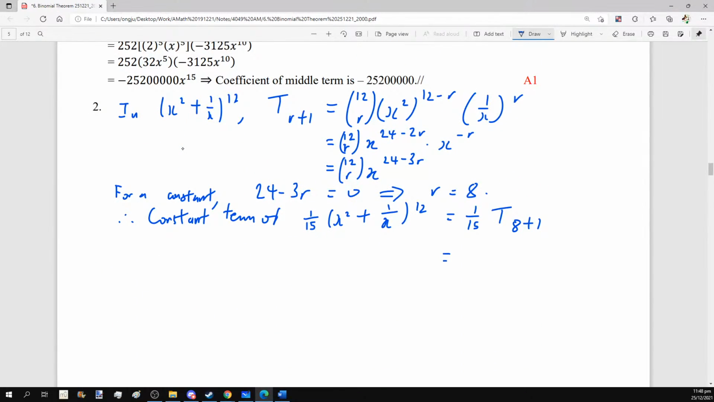From here, we can plug in the numbers. 1 over 15, 12 choose 8, x to the power of 24 minus 3 times 8. And this will give us 1 over 15 multiplied by 12 choose 8. And then we can just ignore the x, because we know 24 minus 3 times 8 will be 0. It will be x to the power 0. It will be 1. Right? That is the whole intention. So we'll feed this in, and once you press 1 over 15 times 12 choose 8 into the calculator, you will get 33, which is what we wanted to show, QED.